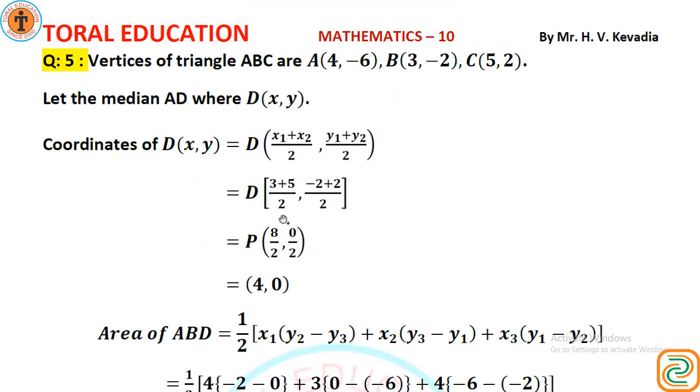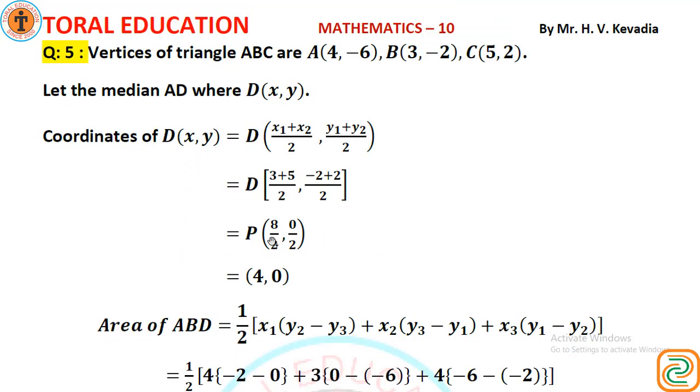Question 5, the last of the chapter as well as the exercise. You have studied in class 9, chapter 9, example 3, that a median of a triangle divides it into two triangles of equal areas. That we have already studied, right? Verify this result for triangle ABC whose vertices are A(4, -6), B(3, -2), and C(5, 2).